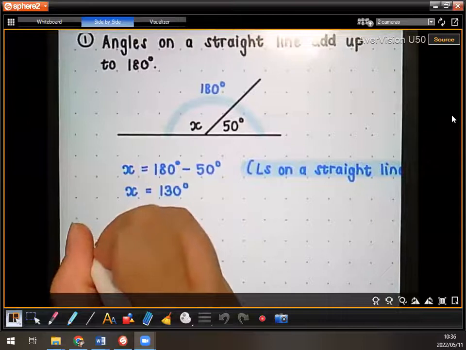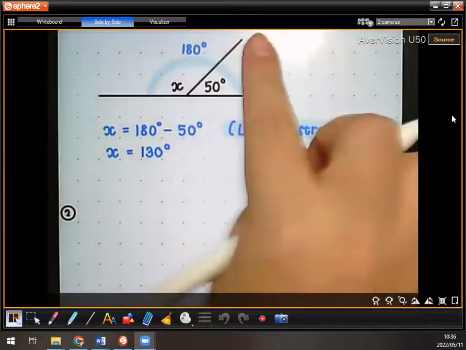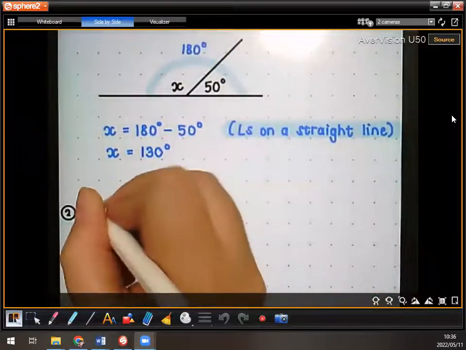So number 2. Just let me know if someone was busy copying down at the top. I hope not.